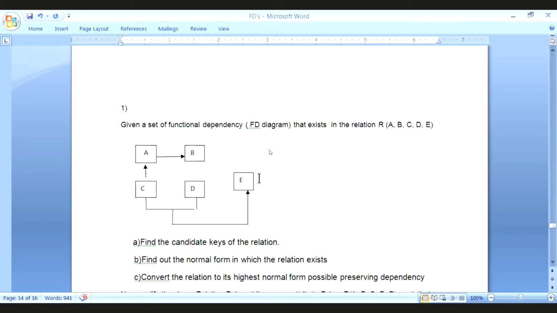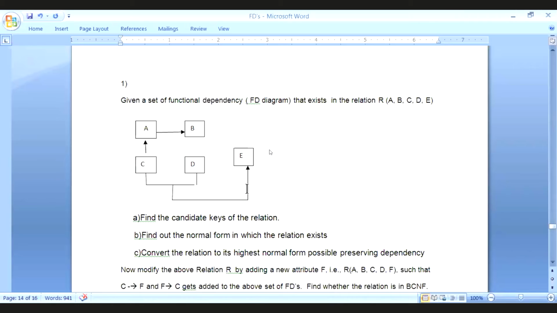Now we will solve some problems. Only two problems are there for the time being, but we will solve many other problems, otherwise it won't become clear to you. Given a set of functional dependencies that exist in the relation R, A, B, C, D, E are the attributes. R is the relation and A, B, C, D, E are the attributes. If I give you a diagram and ask you to find out the functional dependencies represented in the diagram, what will you say?